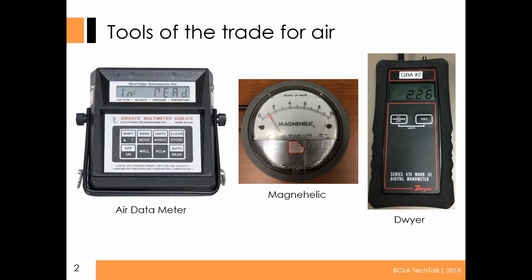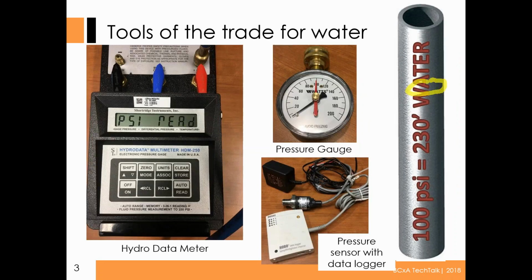And then we have one of our Dwyer manometers. Same thing. That's sitting at 2.26 inches water gauge. You can see that if I get my little highlighter over here, somewhere right around here it says inches water gauge. So just some tools that you may need if you're dealing with building pressurization.